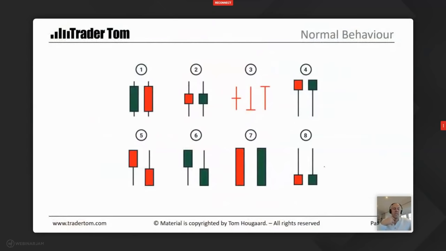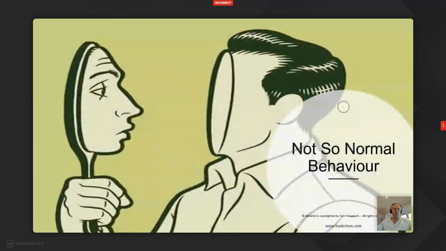Normal behavior conducts normal traditional technical analysis. They will study candlestick patterns and technical analysis, Murphy's, everything that we have been told to study, but it's simply just not enough. If this was enough, you wouldn't have a losing percentage of 90% of all people. You just wouldn't. So I want to engage in, well, what's the not so normal behavior?